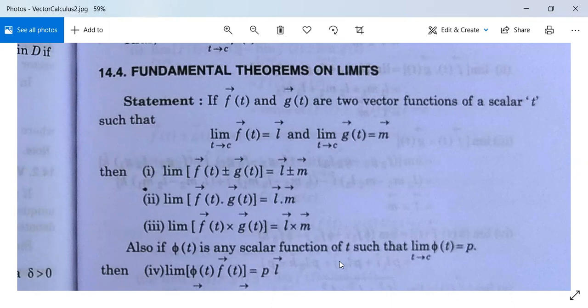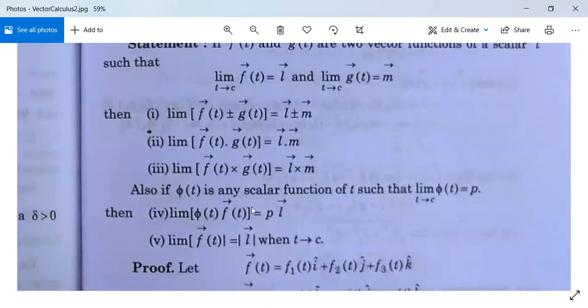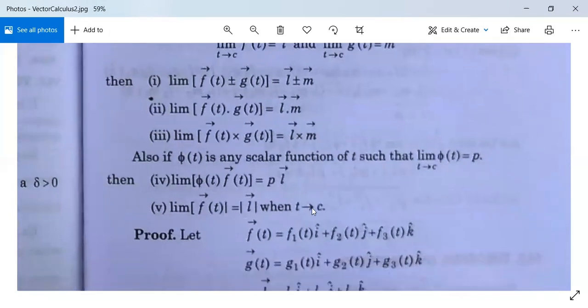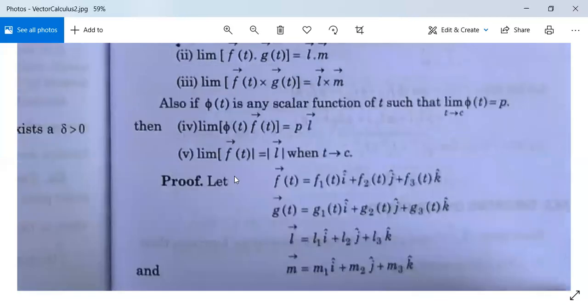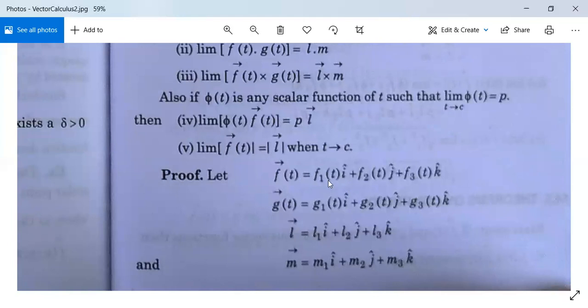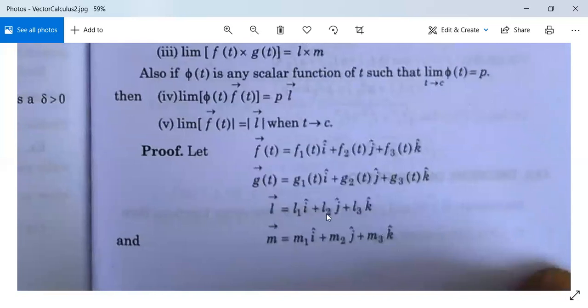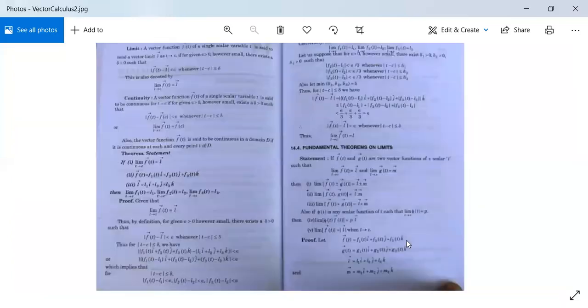Also, if phi(t) is any scalar function of t such that limit phi(t) is equal to small p, then limit phi(t) vector f(t) is equal to p into L. Limit modulus of vector f(t) is equal to modulus L when t tends to c. Here f(t) is taken as modulus of f(t). See its proof. Let vector f(t) be given as f1(t)i plus f2(t)j plus f3(t)k, g(t) is given as g1(t)i plus g2(t)j plus g3(t)k, vector L is given as L1i plus L2j plus L3k, and vector M is given as M1i plus M2j plus M3k.